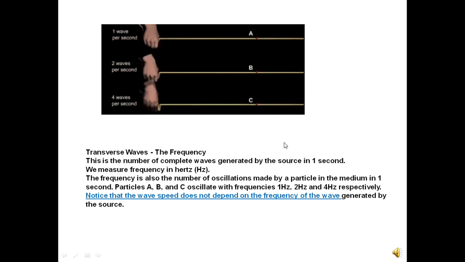Frequency then is the number of complete waves made per second. So my top example is 1 wave per second, middle one is 2 waves per second, the bottom one was 4. So we're doubling from here to here, and we're doubling again from here to here. And you can see that although there are more waves in the same space, the velocity of the wave hasn't changed. It's still moving at the same speed.